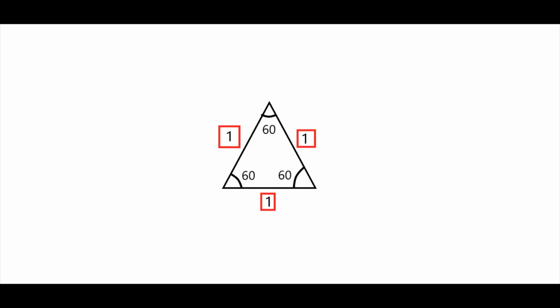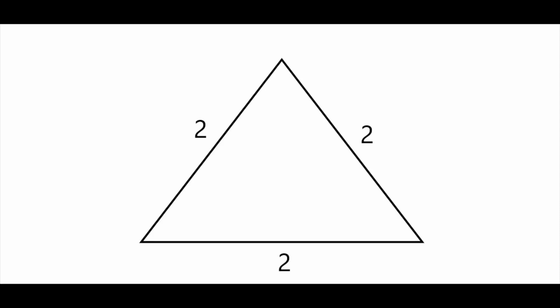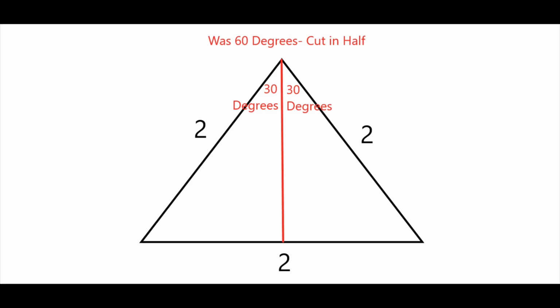Now let's take an equilateral triangle with side lengths 2, 2, and 2, and let's cut it in half and see what happens. There are quite a few things to notice here. The first might be that our angle at the top is now 30 since we cut it in half. The second thing to notice is that when we cut our triangle in half, we created a perpendicular intersection with the base of the triangle. Because this is a perpendicular intersection, we know that this angle will be 90 degrees. A triangle that has a 90-degree angle is known as a right triangle.